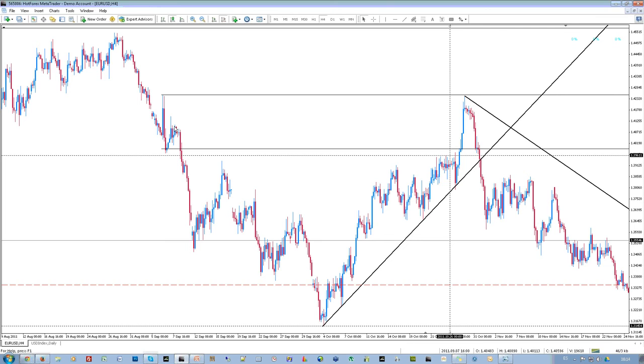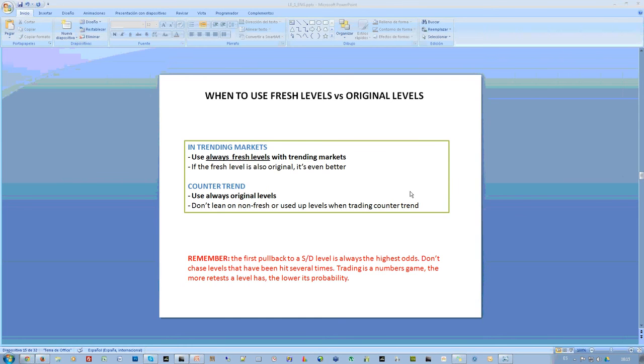So where should I trade? This is a retest of this one. I'm too much trading on the candle. This is a retest of this one. So look at this, all these levels here are retested. So there is no fresh level to lean on.